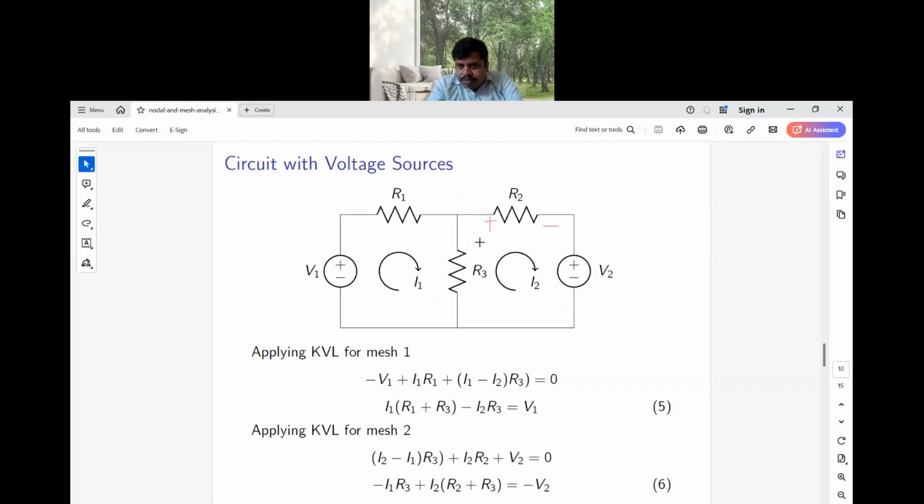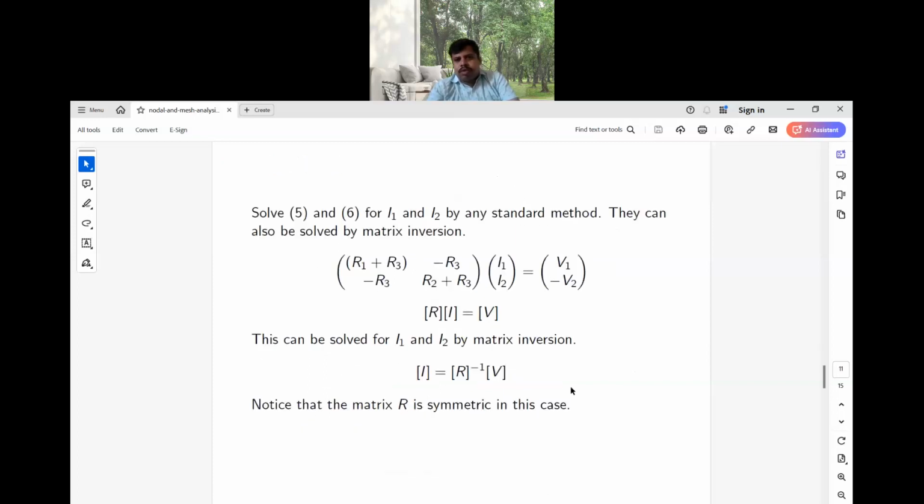That's why you need to take plus for the three elements. Now you are having one more equation in terms of I1 and I2. You can regroup them, and if you regroup, you will get one more equation. If you solve equations 5 and 6 for I1 and I2 as linear equations, then you will get the values of the currents I1 and I2.